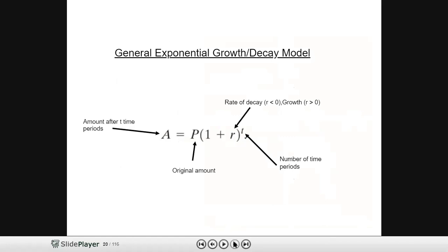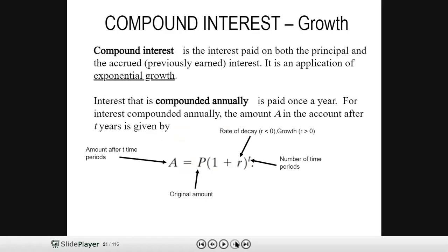So the general exponential growth and decay model. A is the amount after time t. These are basically for the radioactive elements in chemistry. The original amount is this one, and the rate of decay, that is r, is less than 0. Growth is r greater than 0. And this is the exponent, the number of time periods. So half-life and quarter-life. Anyhow, this is just a type of exponential function.